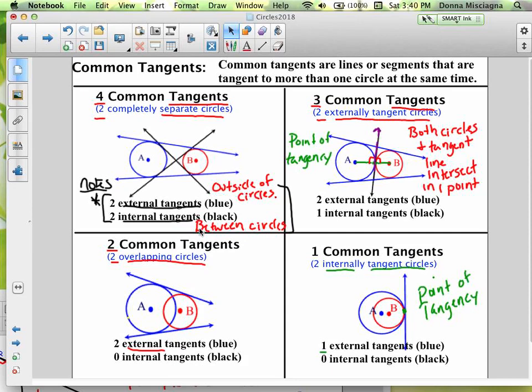If the 2 circles don't overlap, they intersect in a point. In other words, one's inside the other. We have 2 internally tangent circles, meaning the 2 circles intersect in a point. We can get 1 external tangent, and it's where the 2 circles intersect. We can't get any internal tangents, because there's no inside between these two circles. They overlap one another.